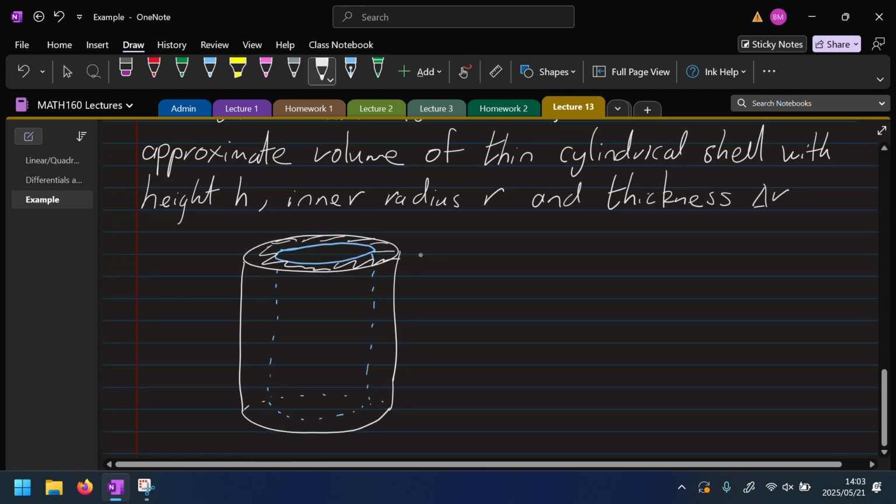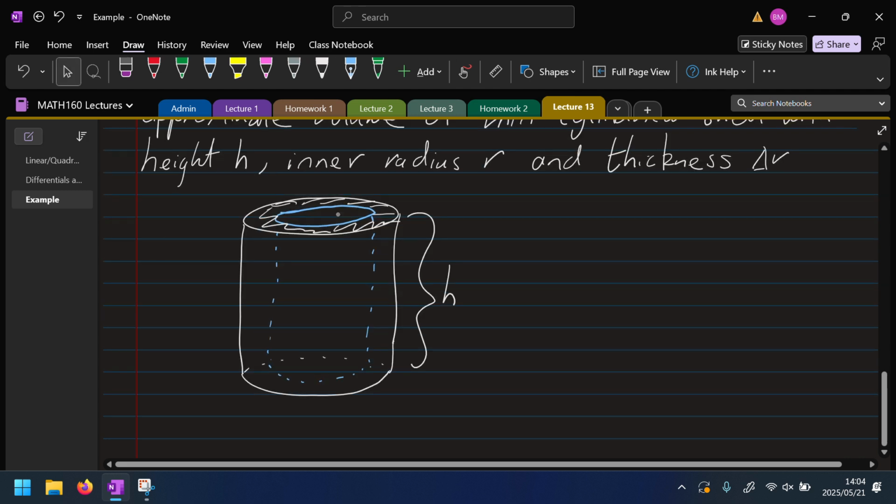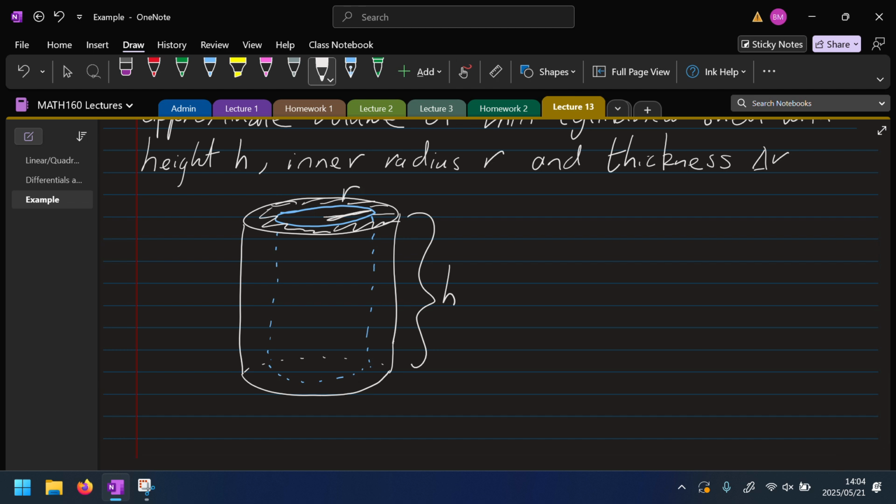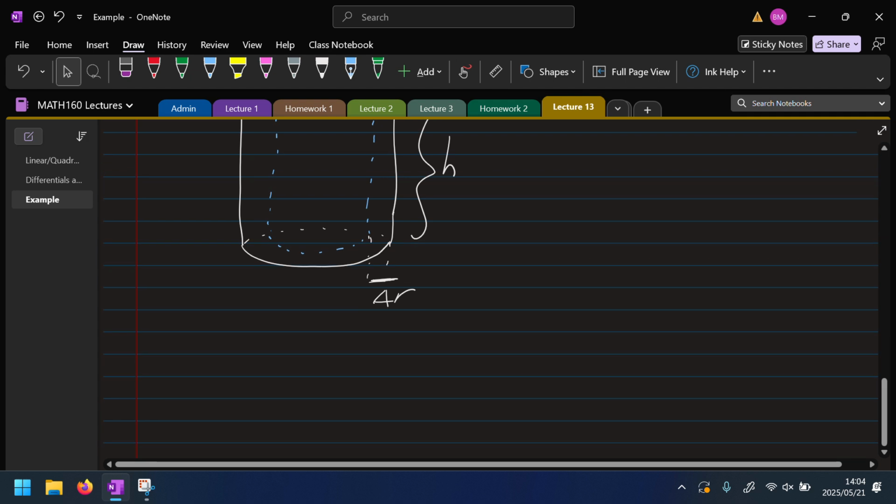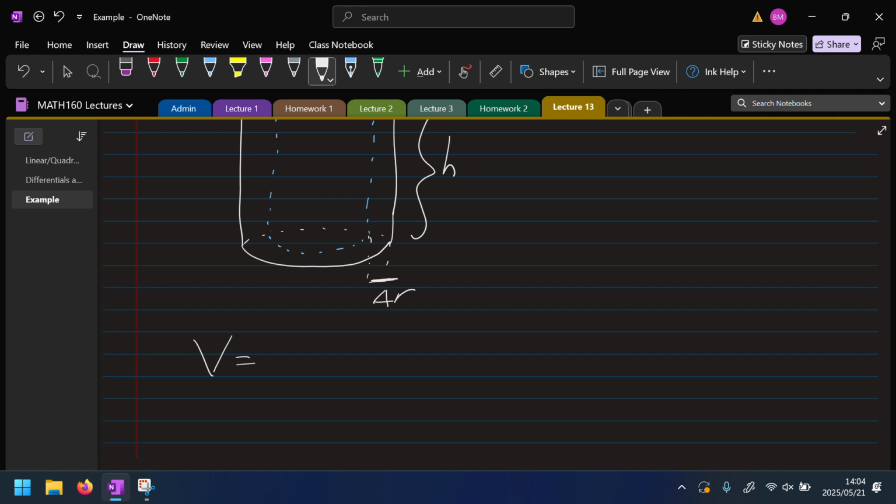Okay, so it has height h. The inside radius is r, so that's this bit here, r, up to that blue part. And then that white shaded part, that is delta r. So this thickness here, that's delta r. We want to approximate the volume of this cylindrical shell. So what we can do is start off with the volume of just a cylinder. What's that going to be? Pi r squared h. Yeah.